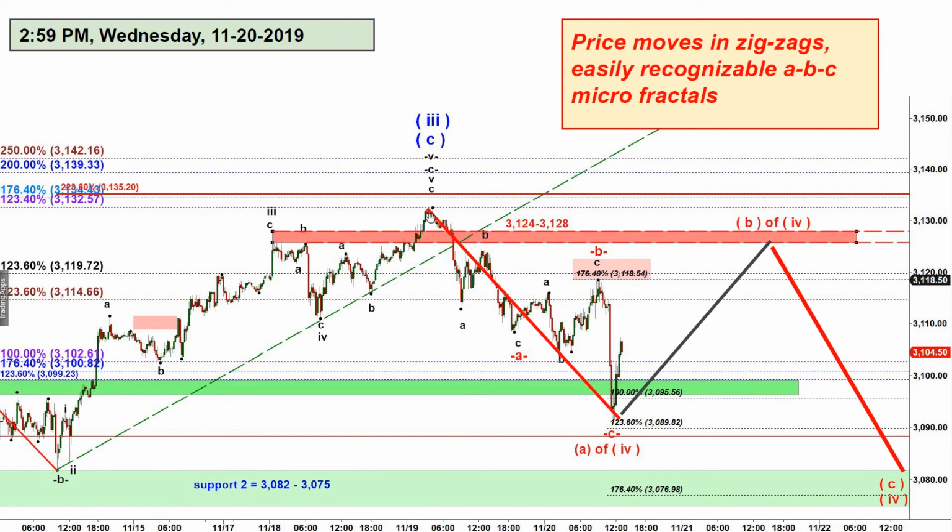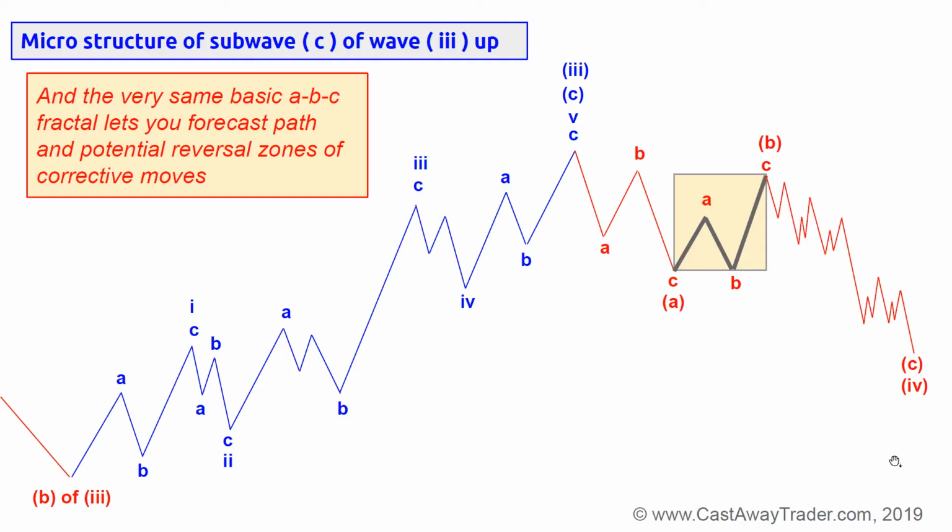Again, I said that ABC down, that first micro ABC down, would be subwave parenthesis A of parenthesis 4, and it now needs to get a corrective subwave B of corrective wave 4 before it can go one more time lower in the final subwave C down. And this is the model fractal.